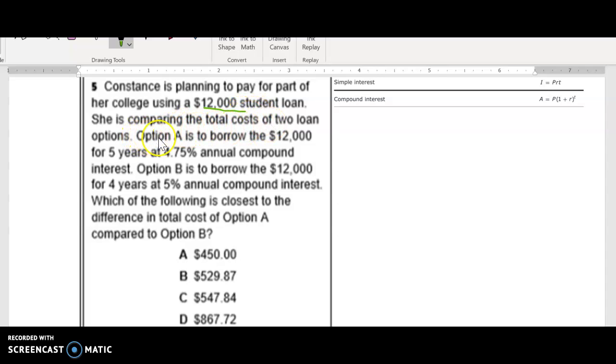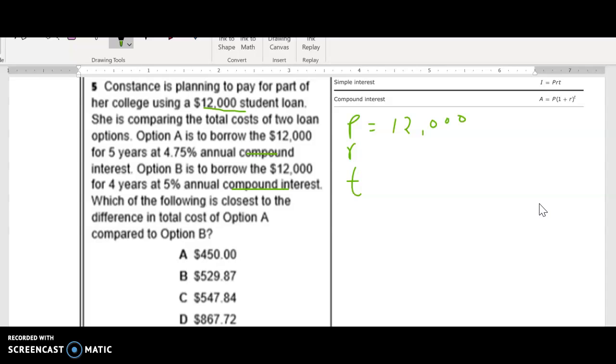Total cost of the student loan, borrow with annual compound and then compound. Okay, so all we're going to do is do compound on both. Okay, which is the following total compared to option B. So I need a P, I need an R, and I need a T. The P is the principal, which would be $12,000.